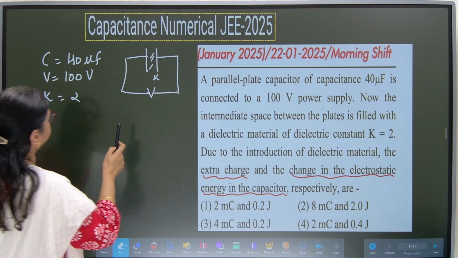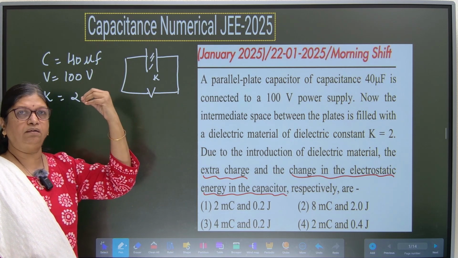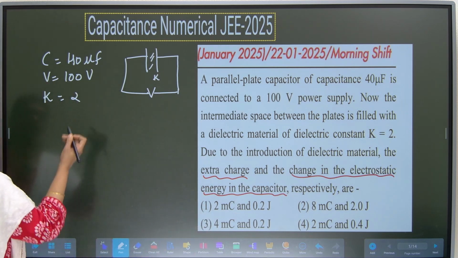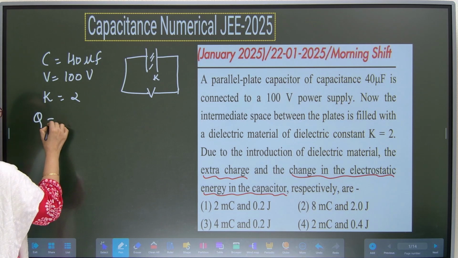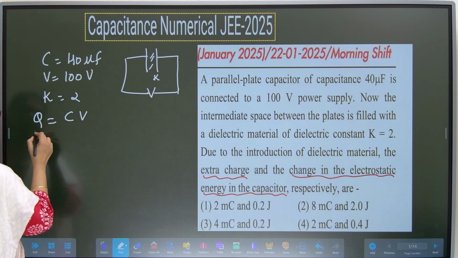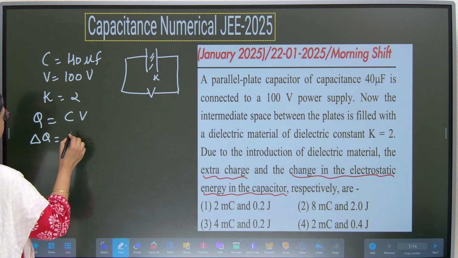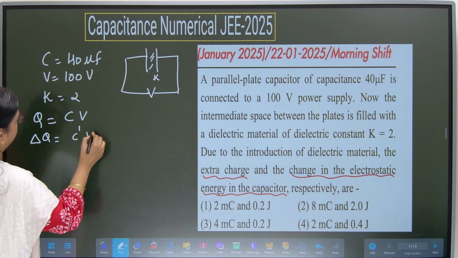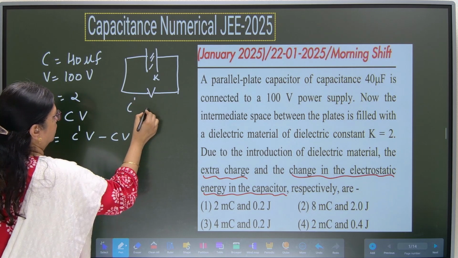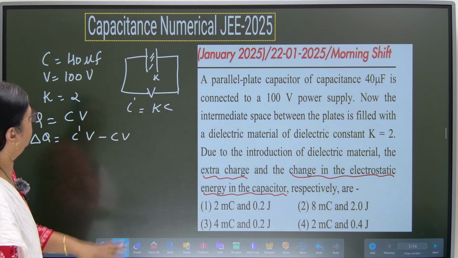So now if this is the setup, you can either draw it or you can even imagine it because it is a small circuit. Now let us solve first the extra charge. What is the formula for charge? Q is equal to CV. Because there are two cases, let us convert it into delta Q, that is the change they are asking. Delta Q is equal to C dash V minus CV. So what is C dash? C dash is KC. This is known to us.